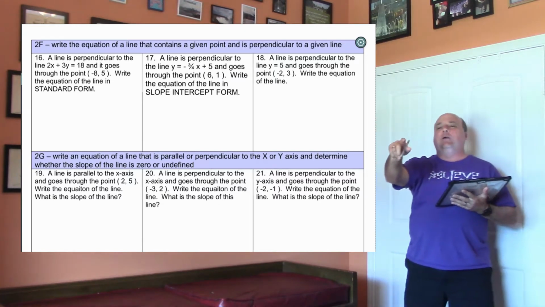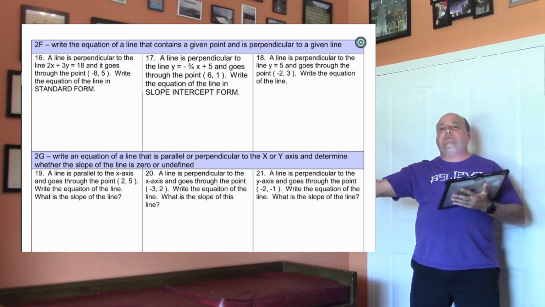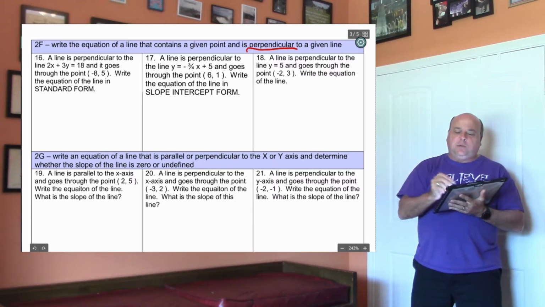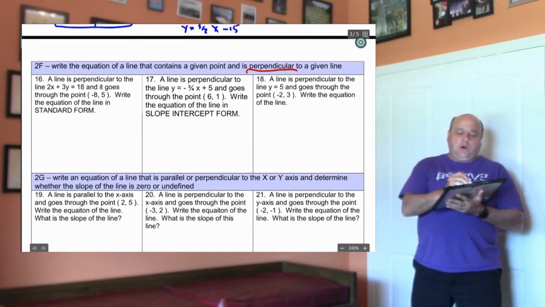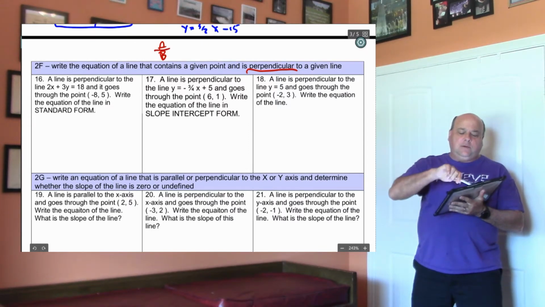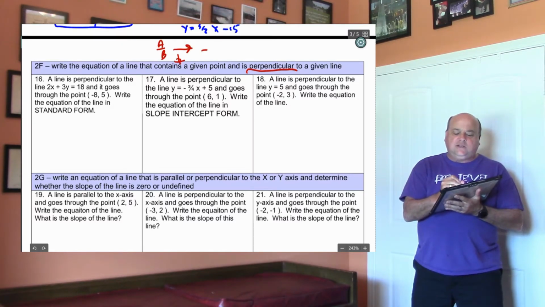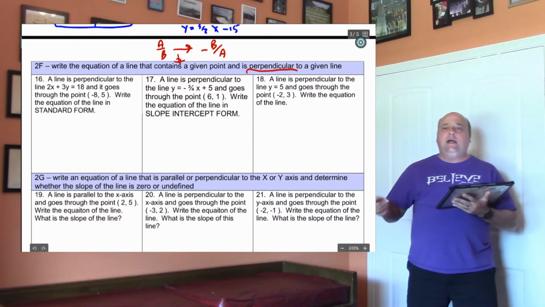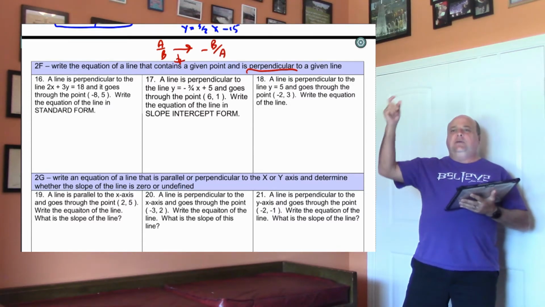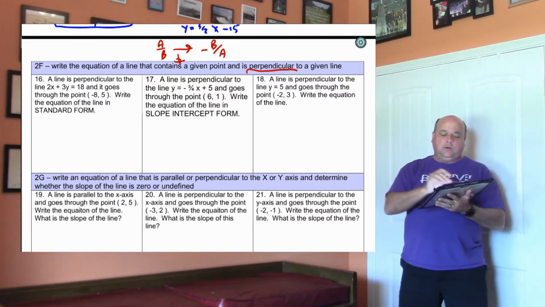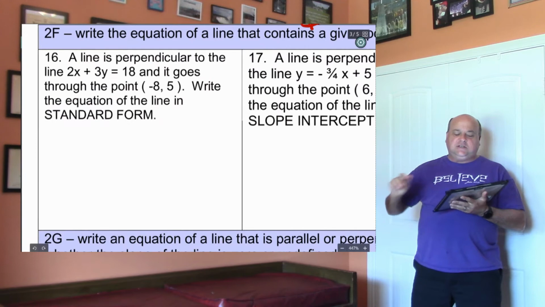Okay, yesterday we ended up by getting a line that's parallel to one. Today we're going to do one where the line is perpendicular. And remember, if I have A over B as my slope, the perpendicular slope is going to be negative B over A, right? So the opposite reciprocal is how you get the perpendicular slope. I'm going to do two of these for you, okay? So let's do number 16.